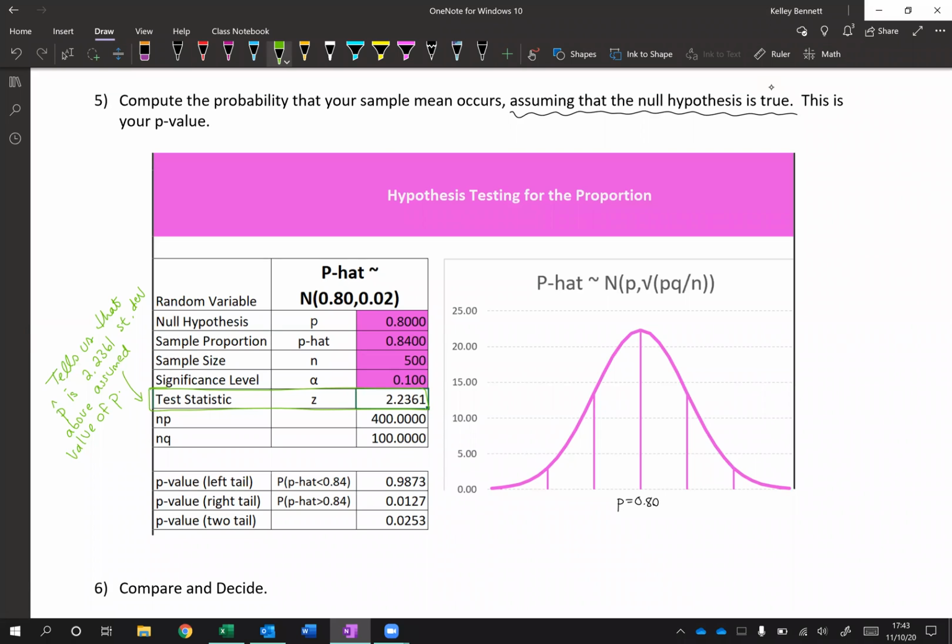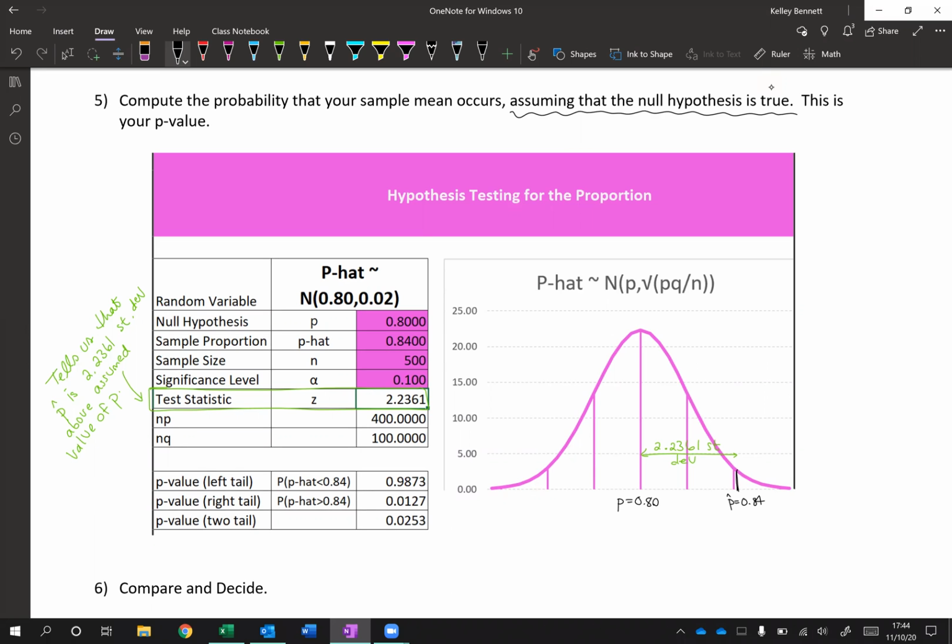So that's going to put us at roughly just like right here, right? So this is 2.2361 standard deviations above P. So that's where we're going to have P hat, which was 0.84.